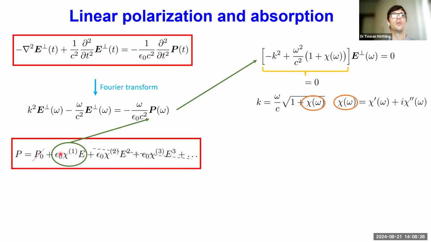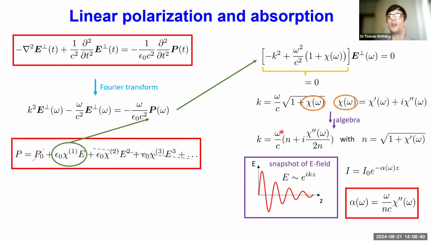For clarity, I haven't included this one in parentheses there, but this is the linear susceptibility. The linear susceptibility has a real and an imaginary part. And after some fairly easy algebra, we can write the wave number in this format, consisting of a real part and an imaginary part. Now, if we were to consider the electric field, which we assume propagates in the z direction, at one instant of time, so we take a snapshot of the electric field, we know that the electric field is proportional to e to the ikz.